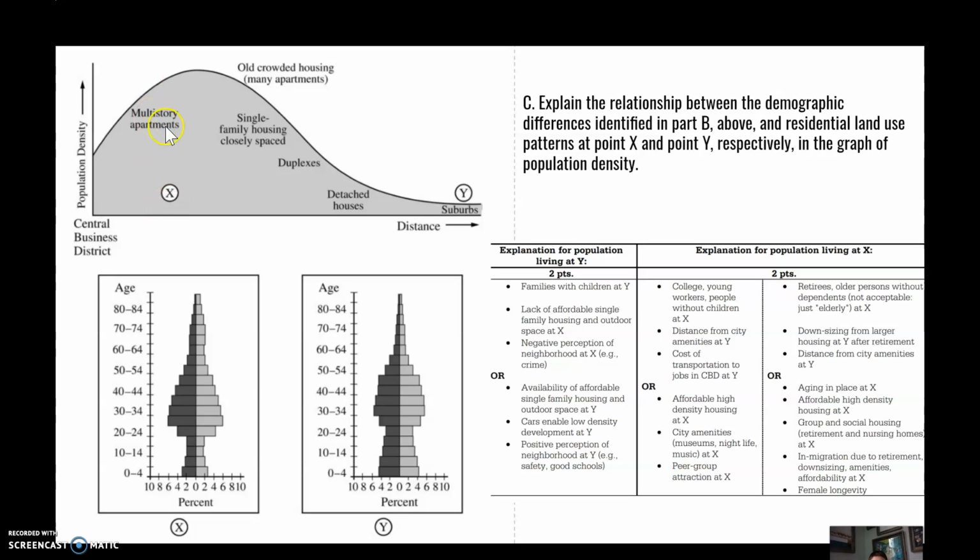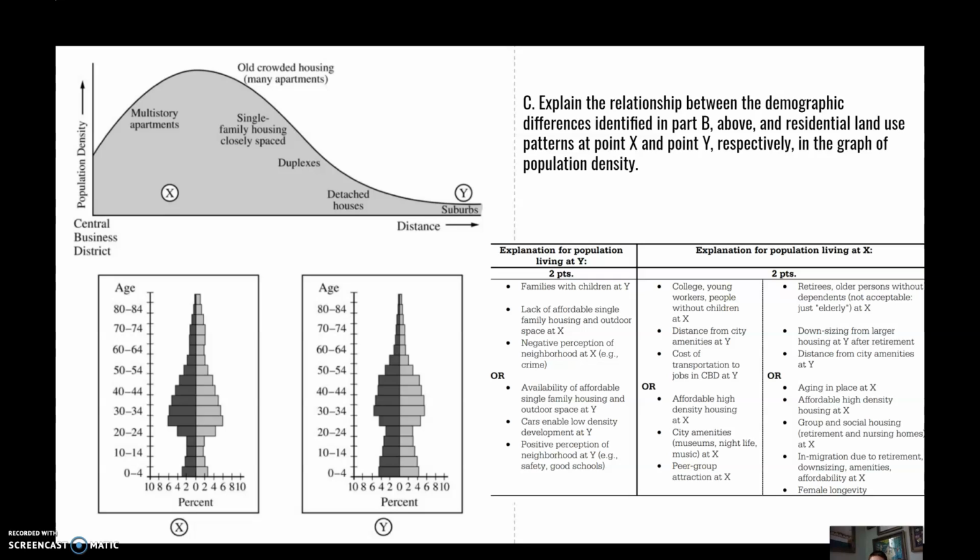Okay, again, we talked about downsizing. It's cheaper and smaller to live in a smaller space here, less to take care of if you're an elderly person. Distance from city amenities at Y. Yep, just like young people don't want to be far from the amenities, probably neither do those elderly people, so they are going to move back in closer to town as they retire. Aging in place at X, so if you already lived here, you're going to just stay living here as you get older. Affordable high density housing at X.